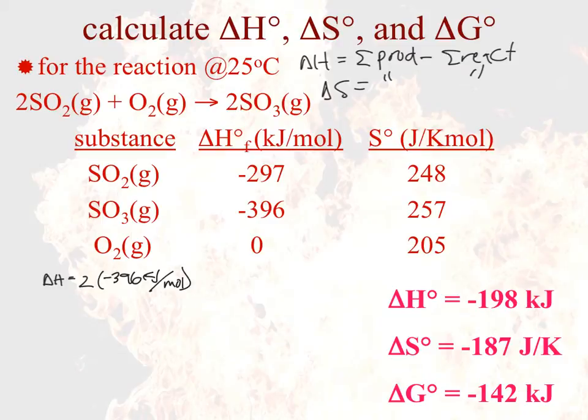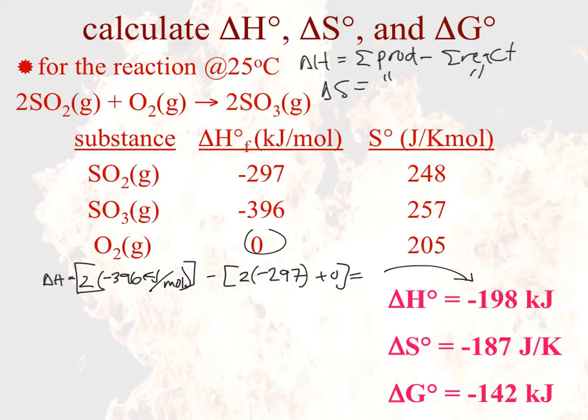Okay, so that's our product, right? And then minus our reactants. Okay, and we have, let's see, 2 moles of the SO2, which is our reactant, negative 297. Okay, and then obviously oxygen has a value of 0 here, so it'd be plus 0. Okay, go ahead and plug that in your calculator.